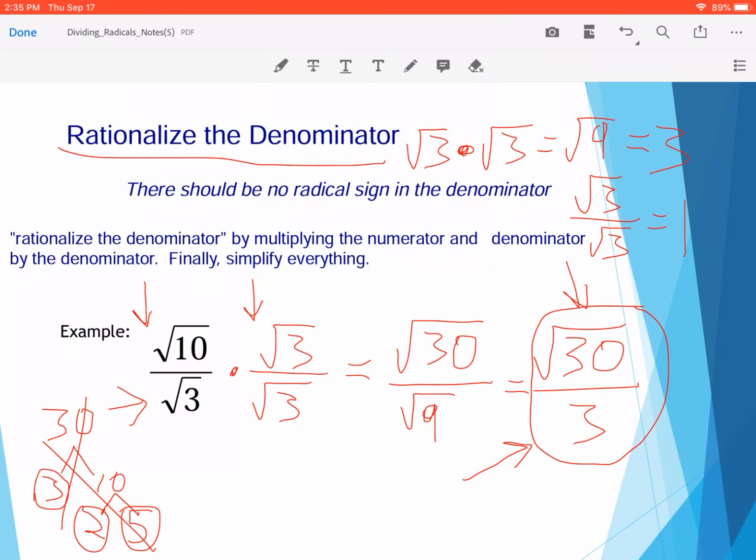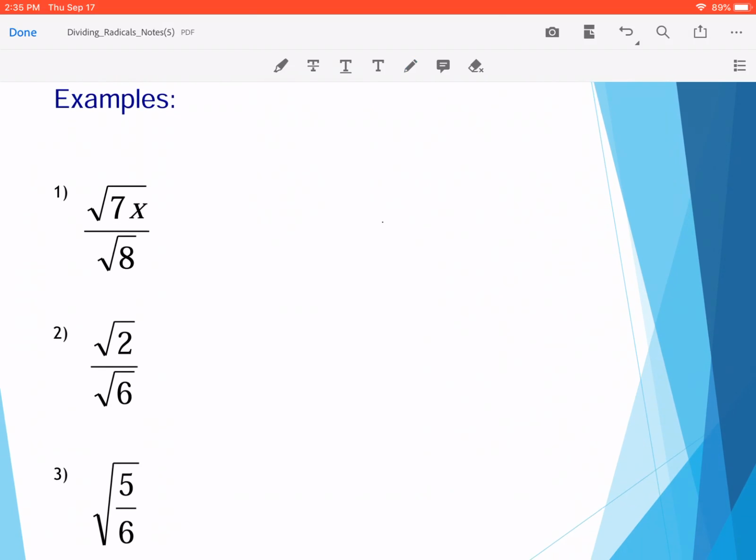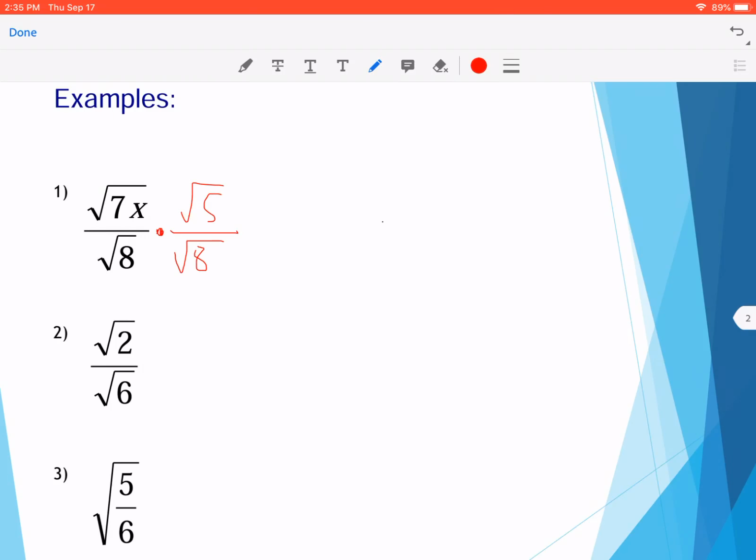Okay, let's look at the next one. It looks like I have a radical 8 on the bottom. The only way to get rid of a radical 8 on the bottom is to multiply it by a radical 8. If you multiply the bottom by radical 8, multiply the top by radical 8, because radical 8 over radical 8 is just 1. You just multiply it by 1. Now, go ahead and multiply the top. That's 7 times 8 inside the radical, so that's 56. X is all by itself. So that's radical 56x.